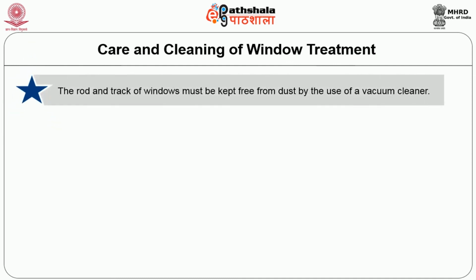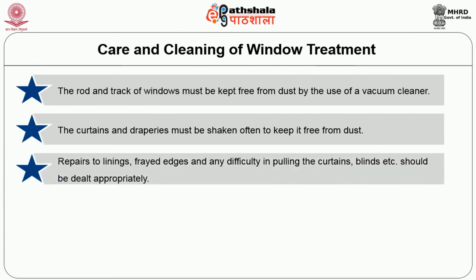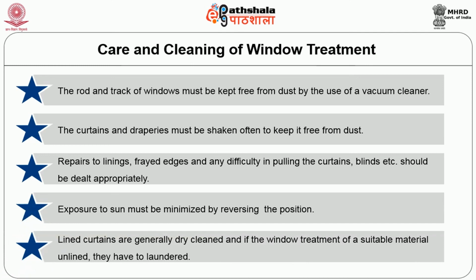The rod and track of the window must be kept free from dust by the use of a vacuum cleaner. The curtains and draperies must be shaken often to keep them free from dust. Repairs to linings, frayed edges and any difficulty in pulling the curtains, blinds, etc. should be dealt with appropriately. Exposure to sun must be minimized by reversing the position of the curtains. Lined curtains are generally dry cleaned, and if the window treatment is of a suitable material and unlined, it has to be laundered.